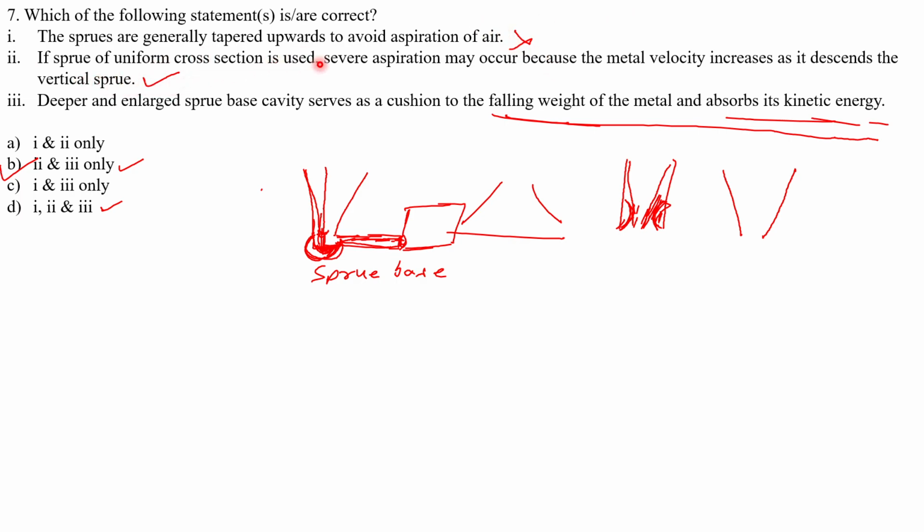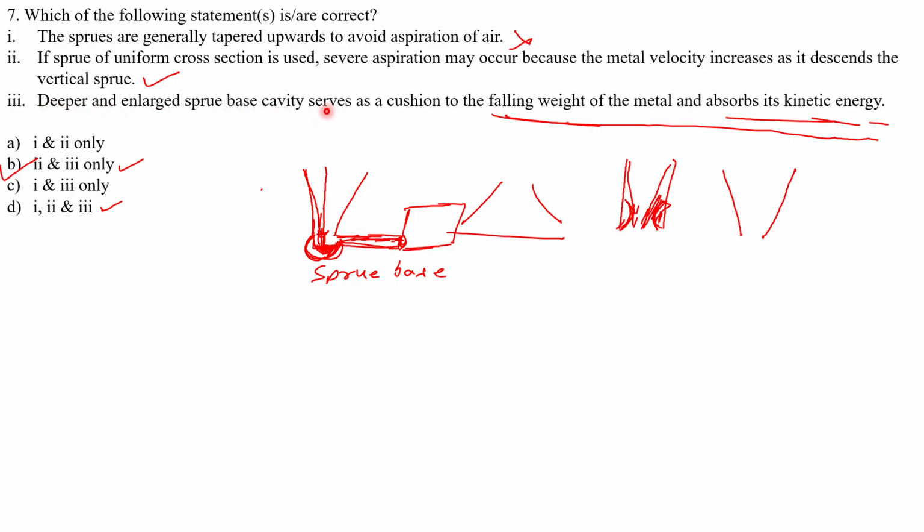So this is incorrect statement. Then sprue of uniform cross section is used. If we are going to use a uniform cross section sprue like this, then during the molten metal pouring, the molten metal flow will be like this. So due to this molten metal flow, this area will not have any molten metal. So due to this air entrapment here, the aspiration effect will come into existence. So to avoid this aspiration effect, we have to make the sprue with some taper angles. So this statement is correct.